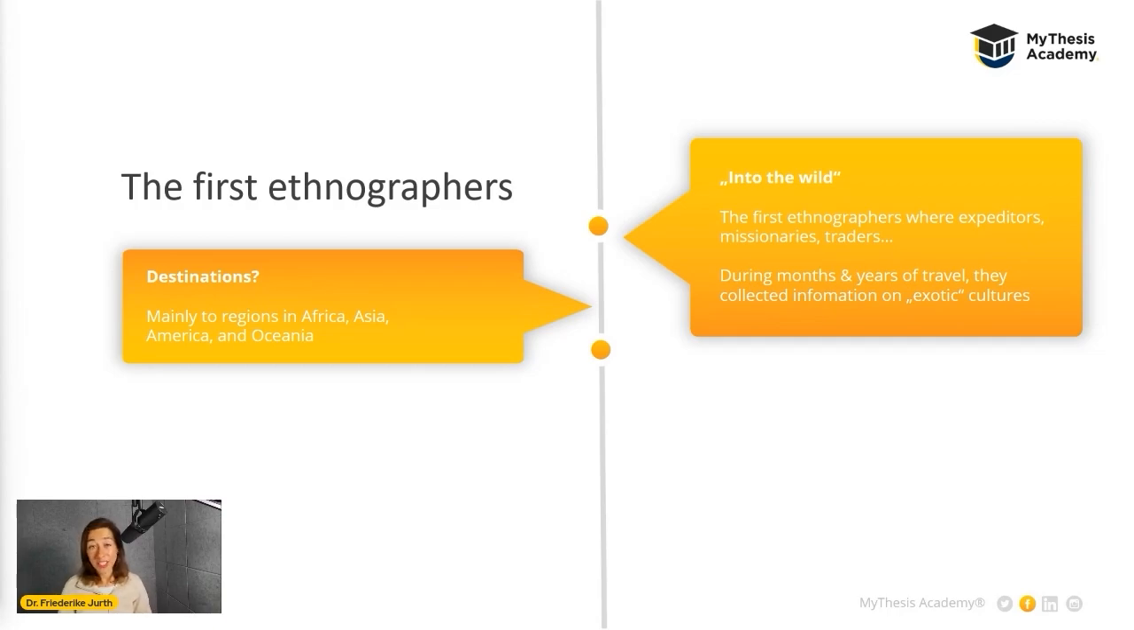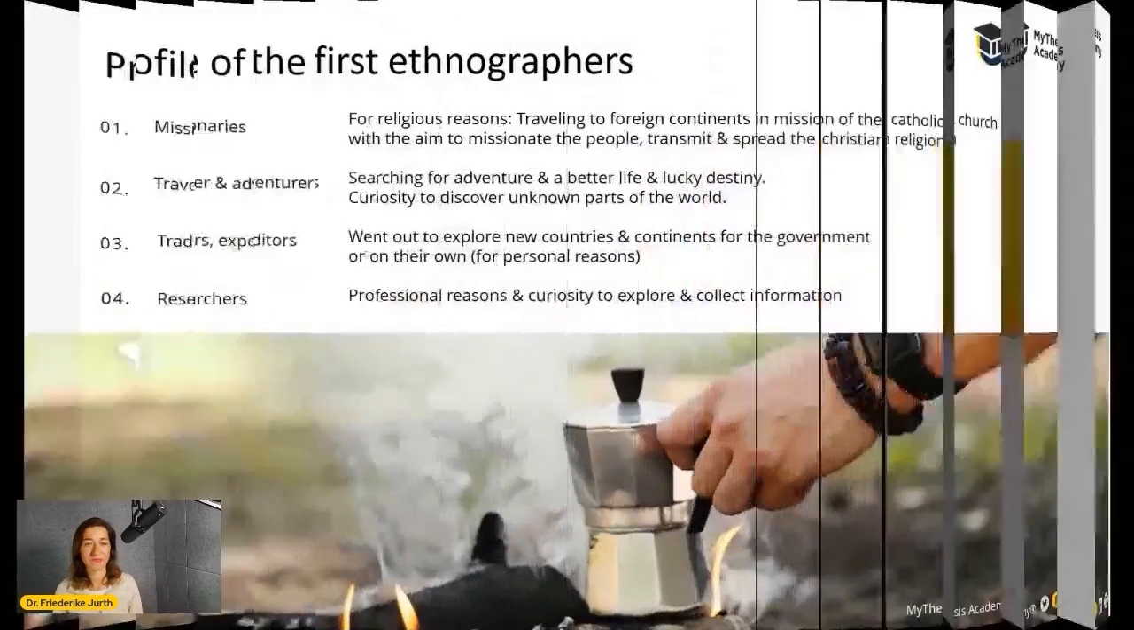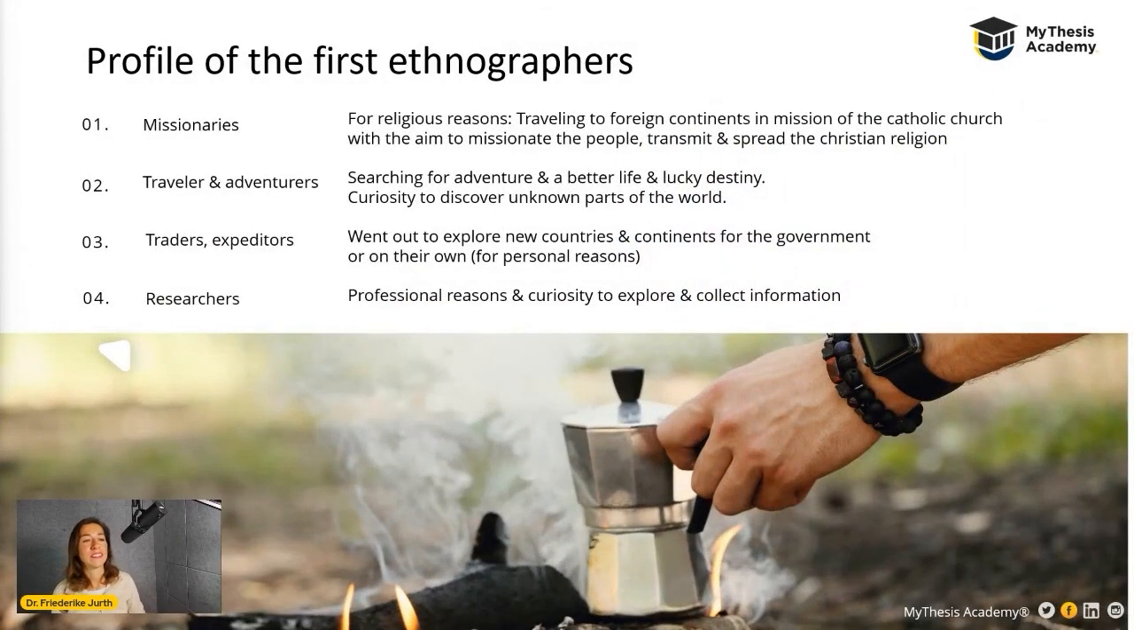As I already mentioned in an earlier moment, you had expeditors, you had missionaries, you had traders, and they traveled around during months and years and collected different kinds of information about the so-called exotic cultures. Here you can see a little bit the profile and also the reasons why they went there.